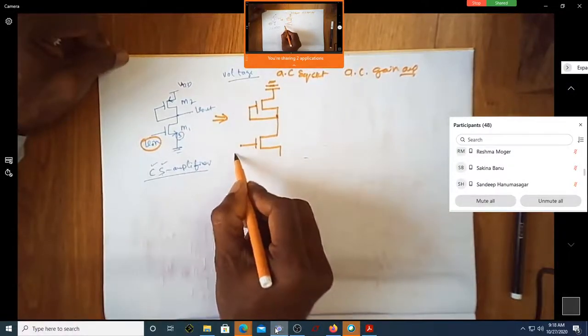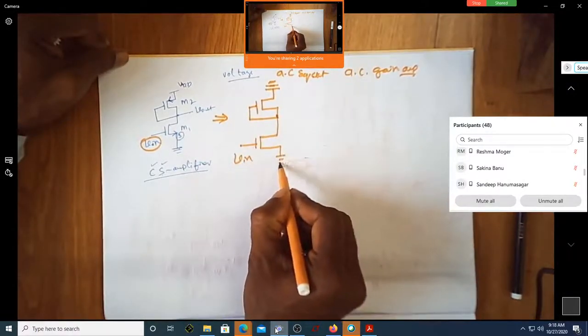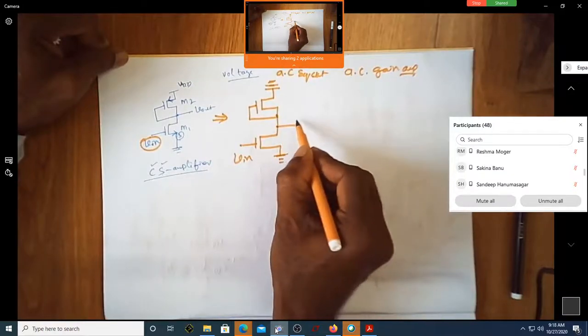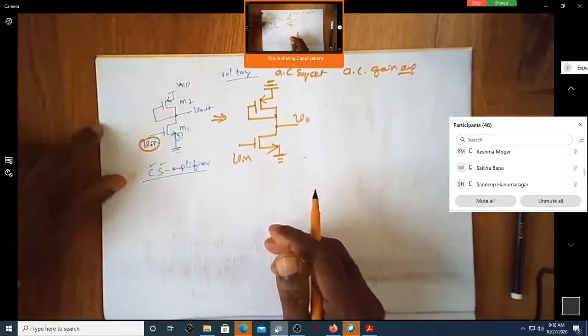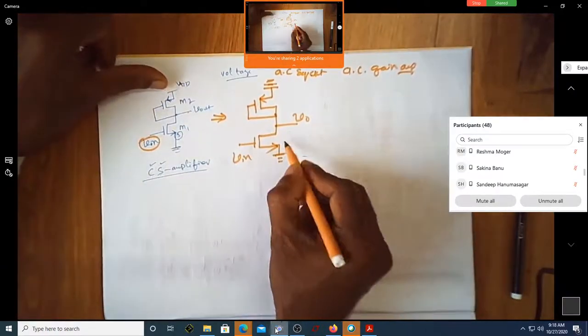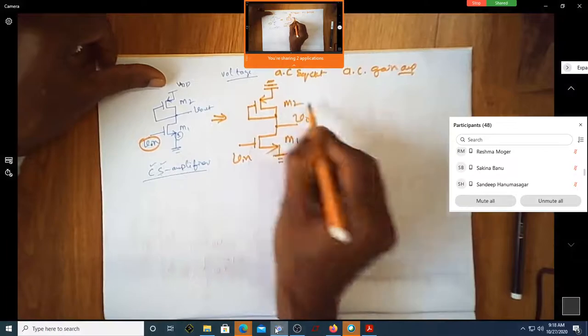Grounded. That is the only change that I'm making. No great changes. This is V0. You can see I'm still retaining this and this. So this I will again write as M1, M2.